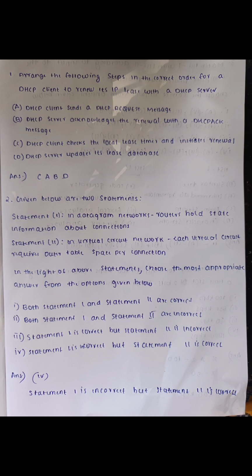Given below are two statements. Statement 1. In datagram networks, routers hold state information about connections. Statement 2. In virtual circuit networks, each virtual circuit requires router table space per connection. In the light of the above statements, choose the most appropriate answer from the options given below.